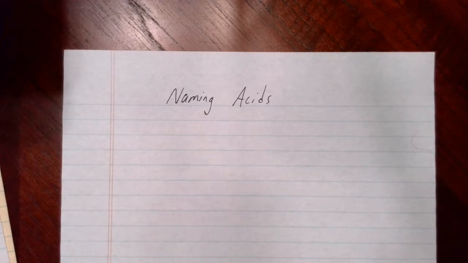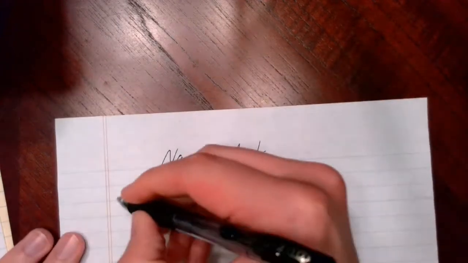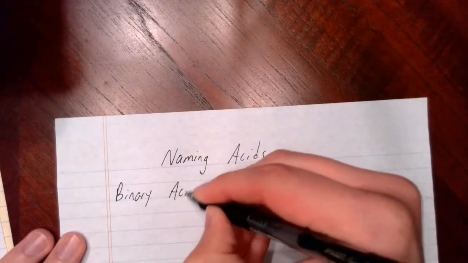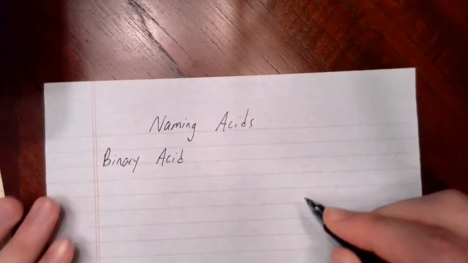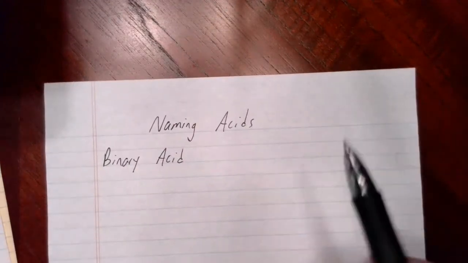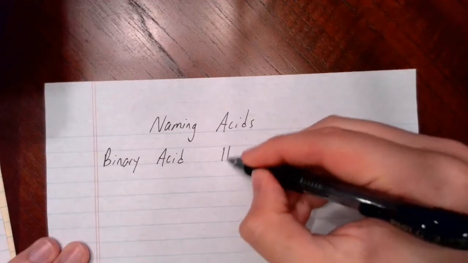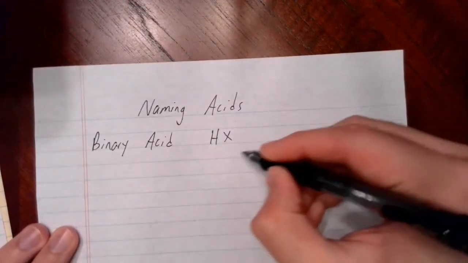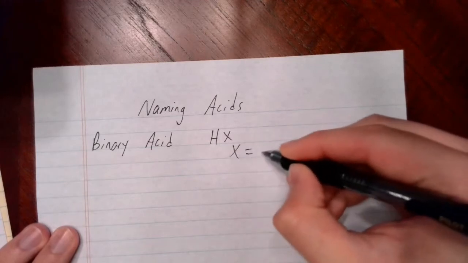There are two major types of acids, and each of those major types has its own set of rules. We'll look first at the binary acids. Again, the binary acids, kind of like the binary ionic compounds, are just two things. So it looks like HX. H is obviously hydrogen, and X equals an atom.